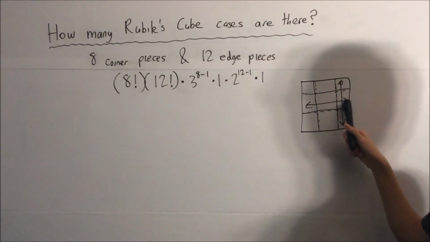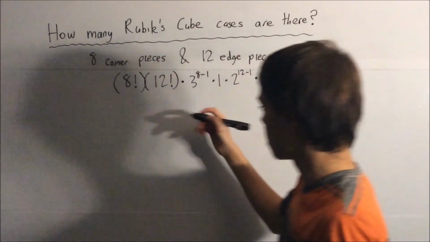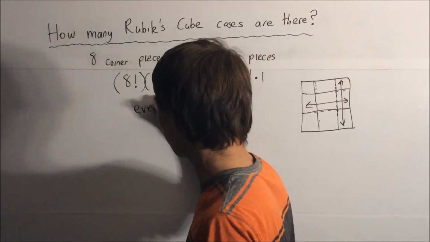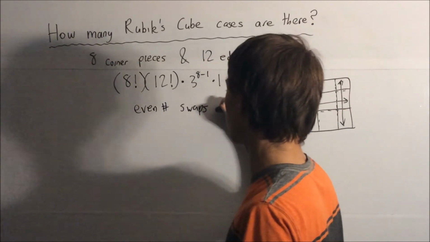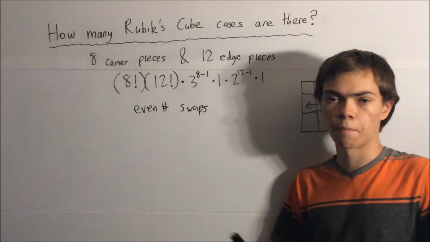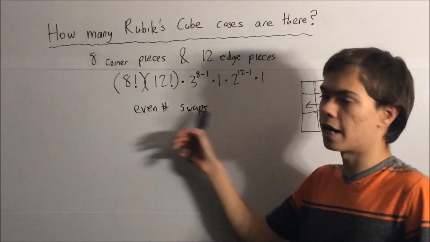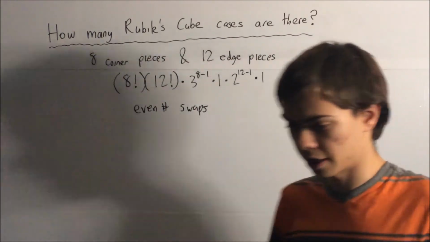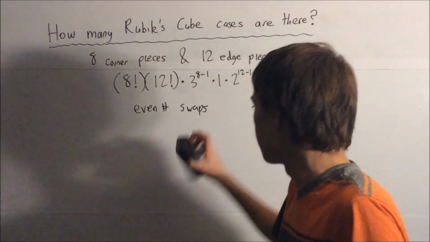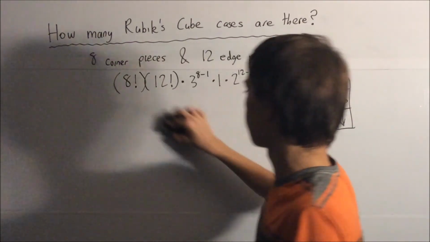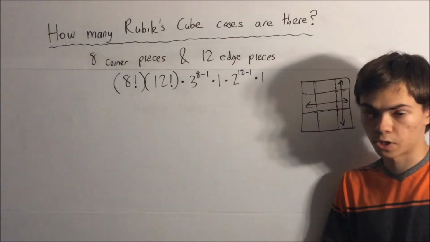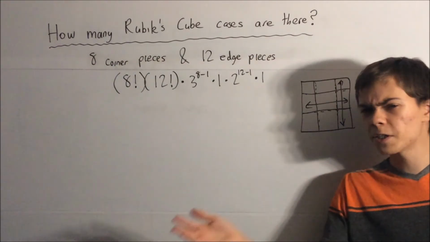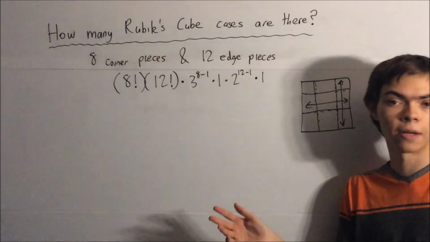When I say there's an even number of swaps, that's actually known as an even parity. And if it's an odd number of swaps, that would be an odd parity. But I'm not going to go into that. Basically, it's an even number of swaps that you need in order to solve the cube. So either you can have an even number of swaps or you can have an odd number of swaps.